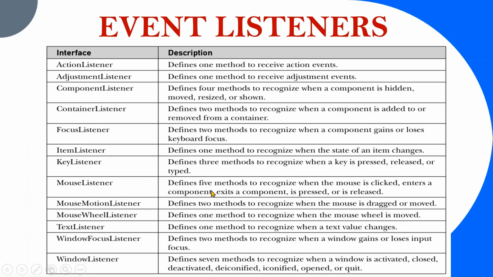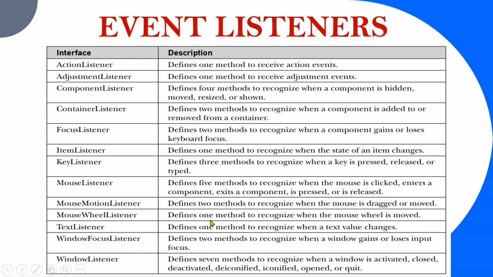Then mouse listener defines five methods to recognize when the mouse is clicked, enters a component, exits a component, is pressed, and released. So we have methods like mouseClicked, mouseEntered, mouseExited, mousePressed, and mouseReleased. Then mouse motion listener defines two methods to recognize when the mouse is dragged or moved. We have methods like mouseDragged and mouseMoved. So two methods are available.